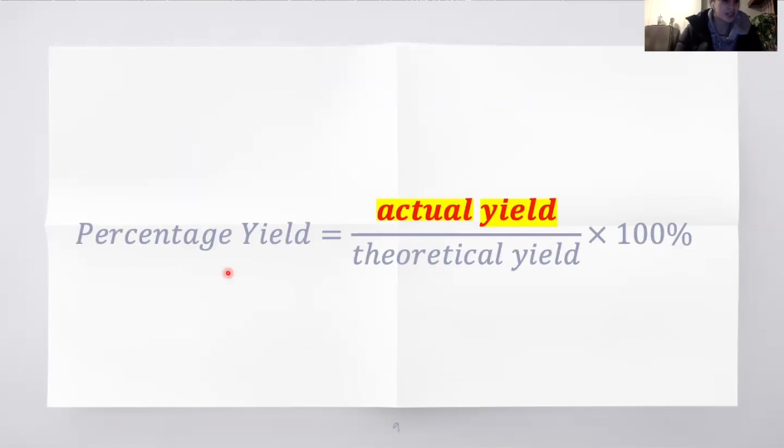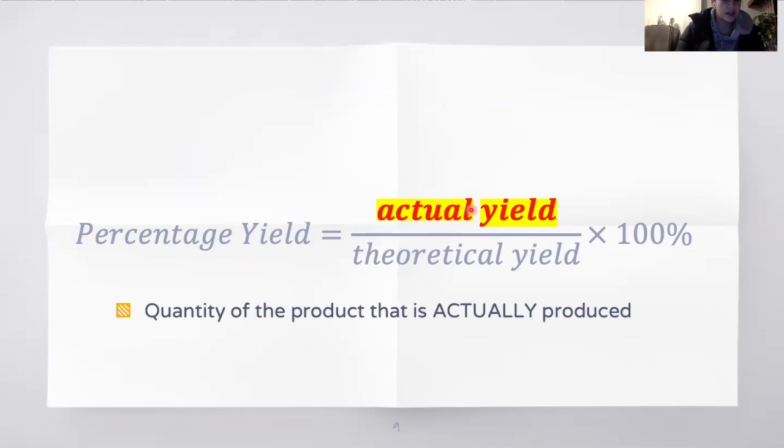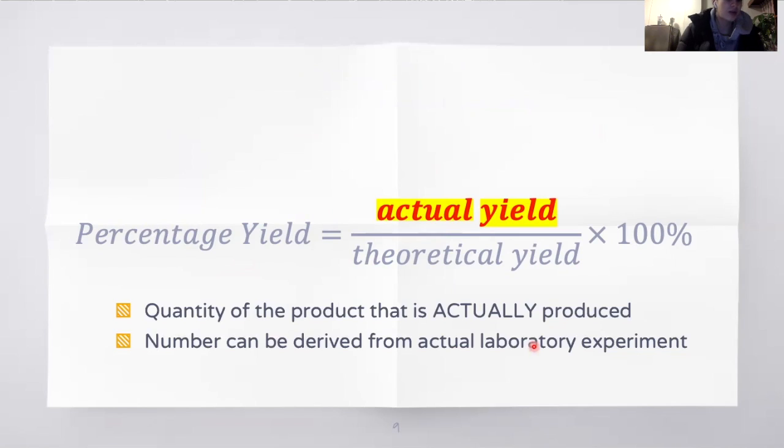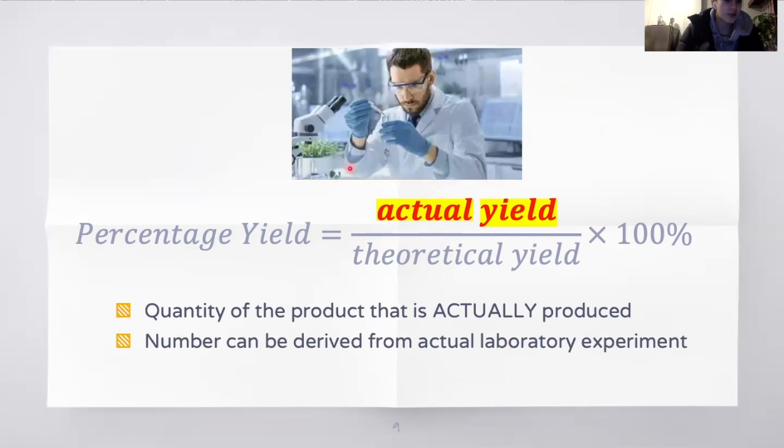Looking back at our percentage yield equation, we need to define its other crucial component, the actual yield. The actual yield is the quantity of product that is actually produced. This is the yield number that is derived from actual experiments that are performed in a laboratory setting. This is different from the theoretical yield, as a theoretical yield is determined from a paper calculation.